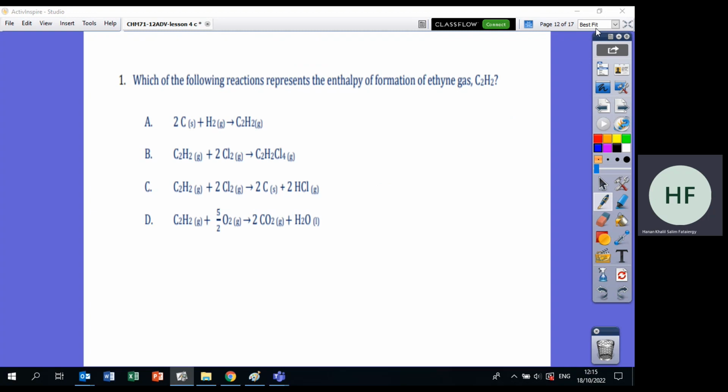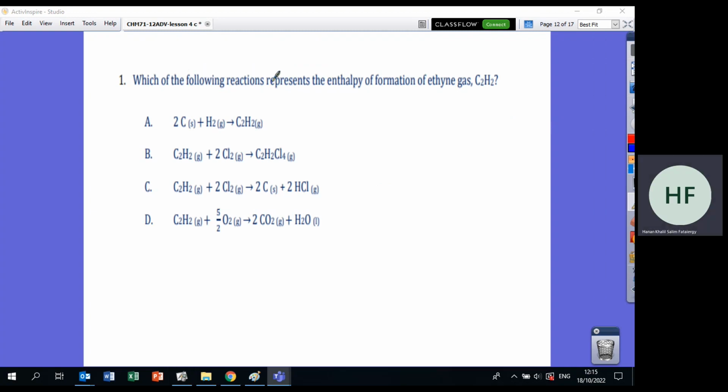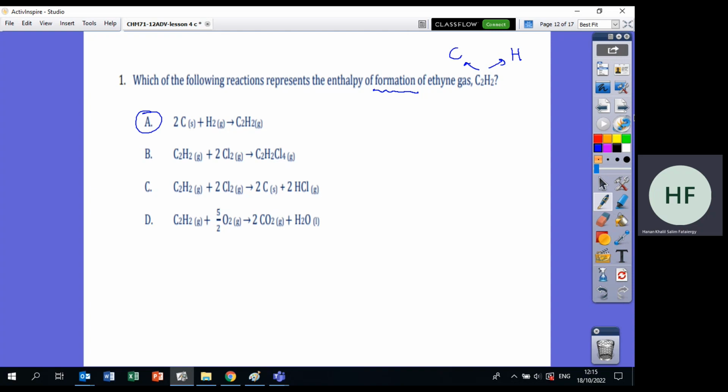Okay, now this question. Which of the following reactions represents the enthalpy of formation of ethane gas? As we said before, formation means forming or making. How can I make C2H6? I need carbon and I need hydrogen. So I need to combine carbon and hydrogen to give me C2H6, which shows carbon and hydrogen combined. This is the answer.